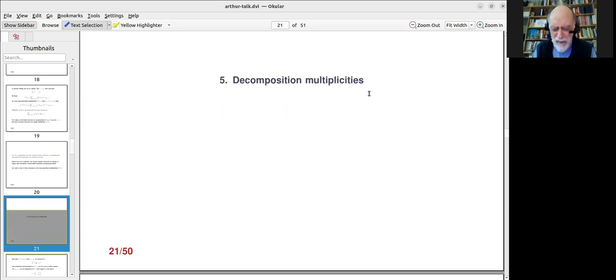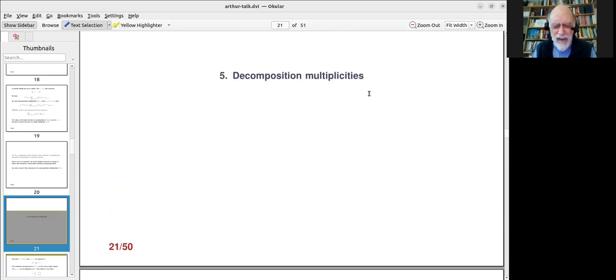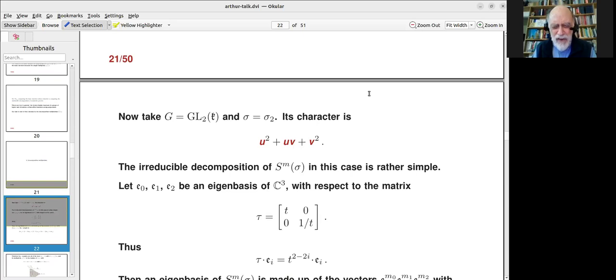So I'll tell you a little bit about what the decomposition multiplicities are. The basic fact is they're just very complicated. So take G equals GL2 and sigma equals C3. I'm just going to show you one example. So the character of sigma in this case is, remember, u and v are the diagonal elements in the dual group. The character is u squared plus uv plus v squared. And the irreducible decomposition is that.